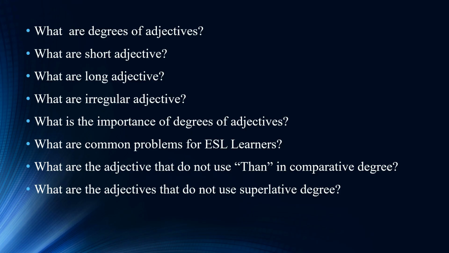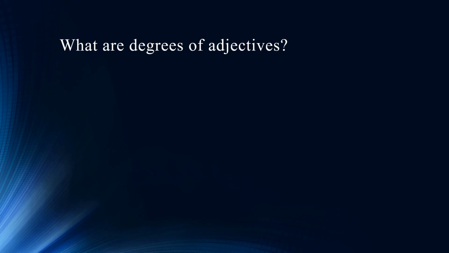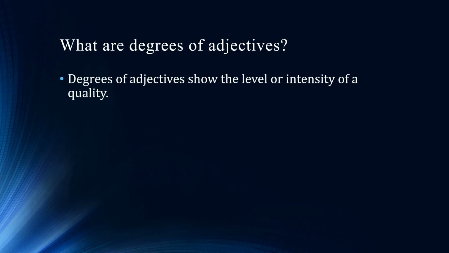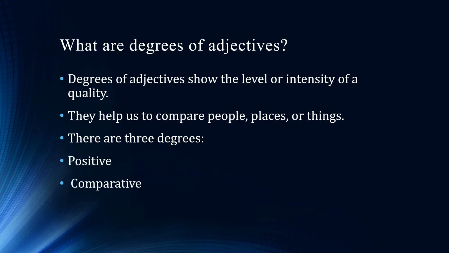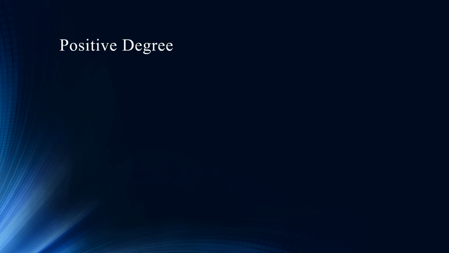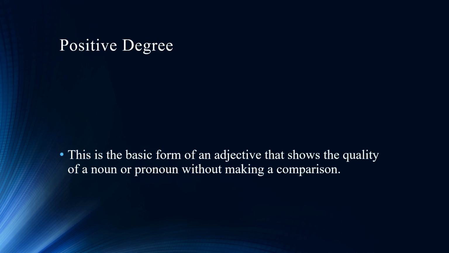So let's start. First of all, what are degrees of adjectives? Degrees of adjectives show the level or intensity of a quality. They help us to compare people, places, or things. There are three main degrees of adjectives. Number one, positive. Number two, comparative. Number three, superlative. Now, what are positive degrees of adjectives?